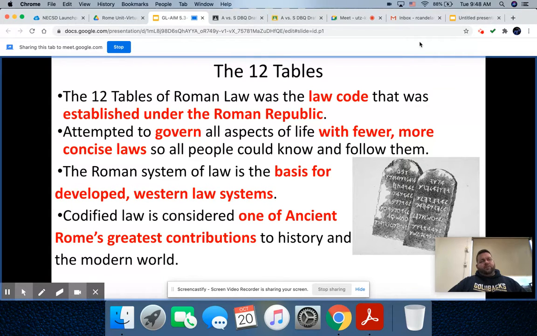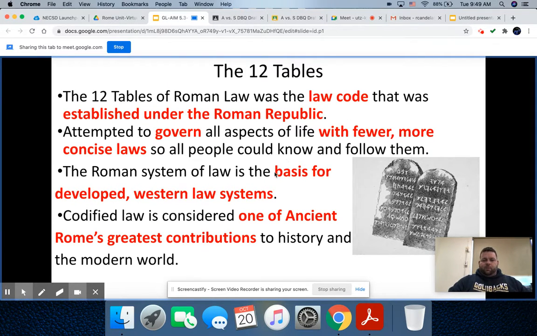Now, it's called the 12 Tables, but I just want to reiterate this does not mean that there's only 12 laws. Essentially what they're saying is that there are 12 different categories of laws and there are many laws within those categories, but it was a new way to simplify this and codify it.